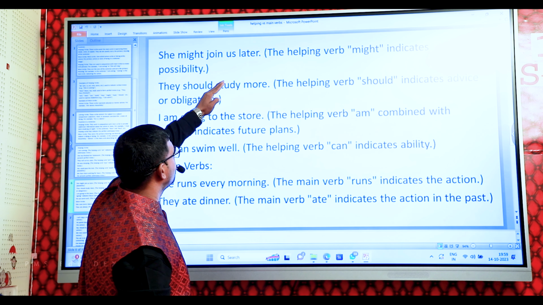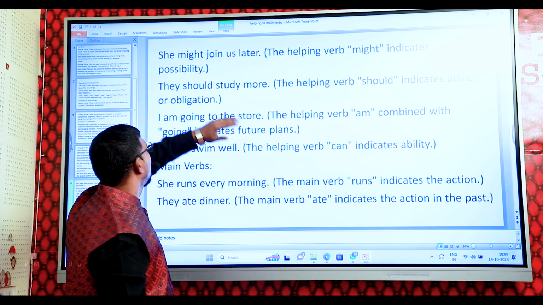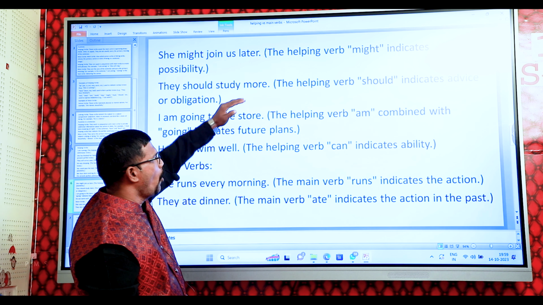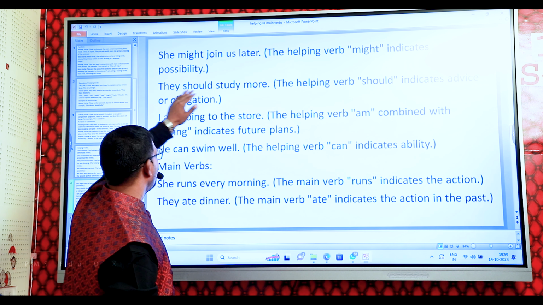She might join us later. The helping verb might indicates the possibility. They should study more. The helping verb should indicates advice or obligation.